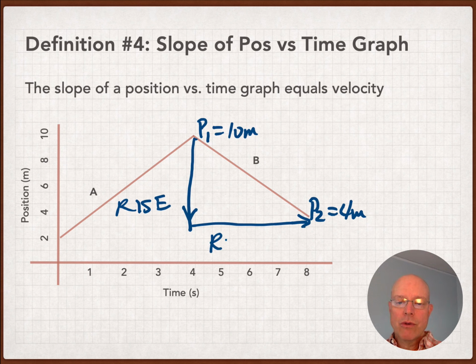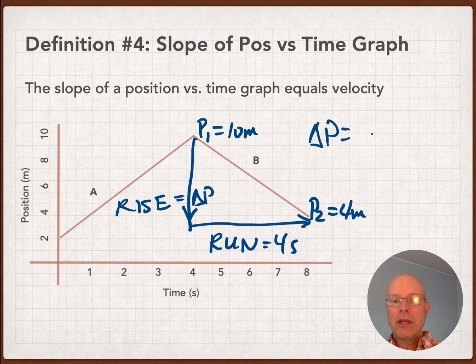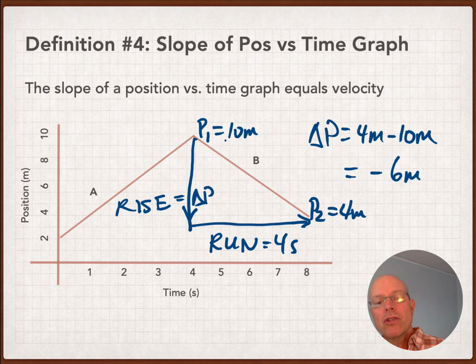Well, the run is easy. The run is 4 seconds, just like the last example. But the rise is still going to be the change in position. So change in position, let's do it over here, is going to be equal to position 2 minus position 1. And this is going to make sense now. You were moving in the minus direction, and there you go. That shows you the line was dropping. You were heading in the negative direction.